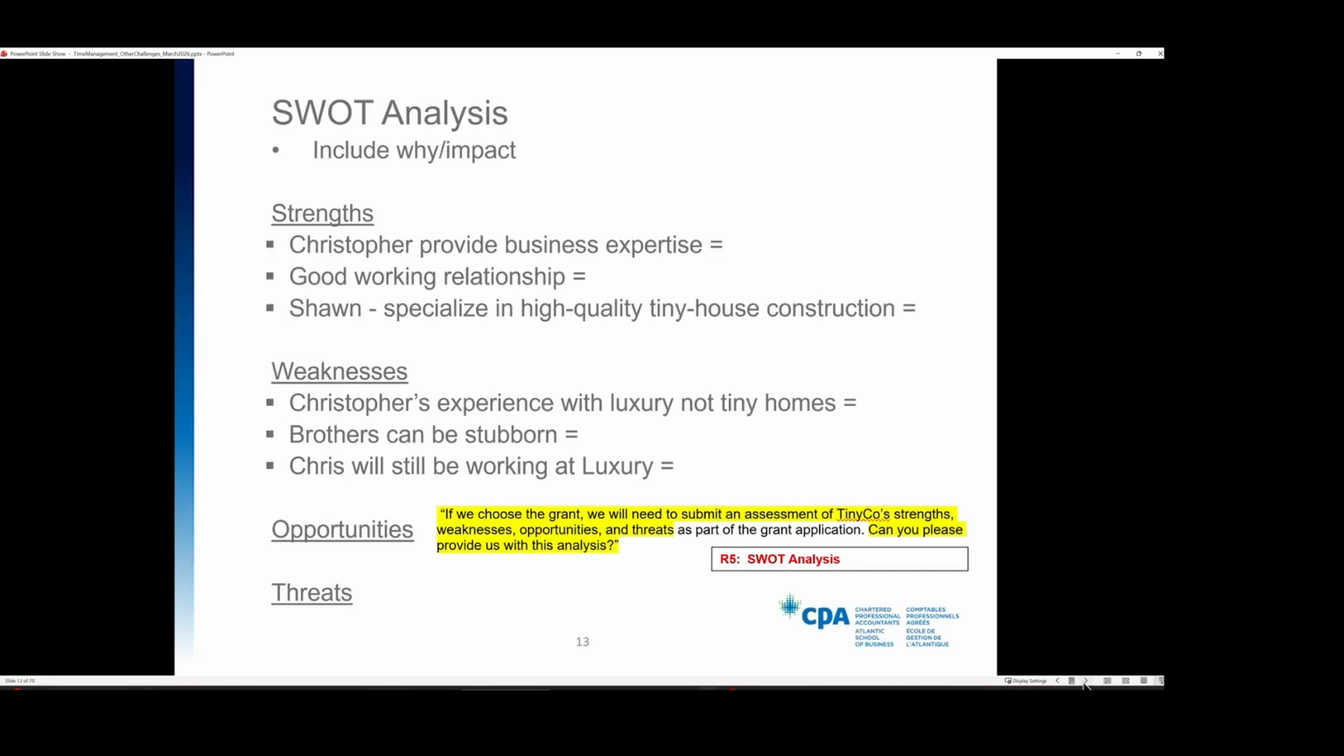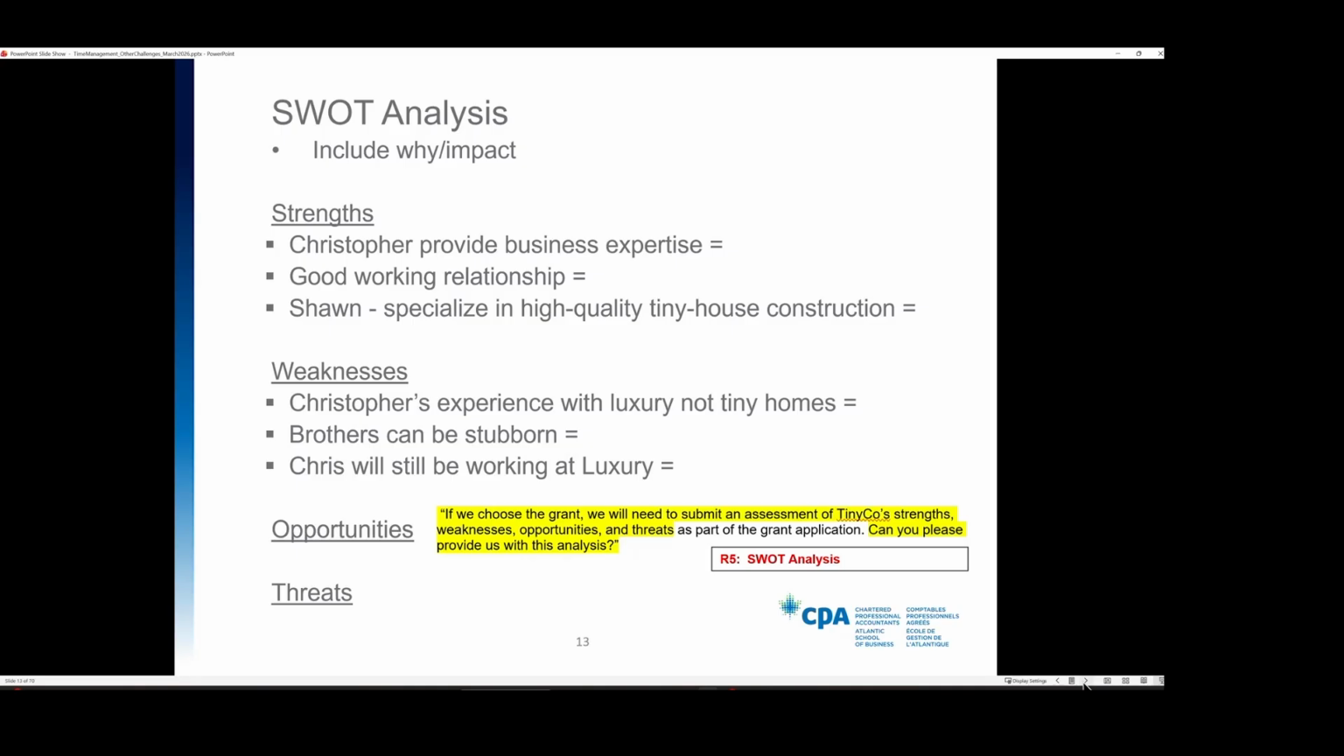The next paragraph is that they're asking us to perform a SWOT analysis. That's why they were giving me all that information about the brother, their relationship, their working relationship, their experience. I know when I'm doing a SWOT, I not only need to include the relevant case facts, I need to include the why and the impact.